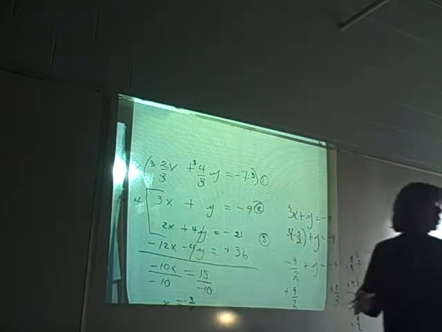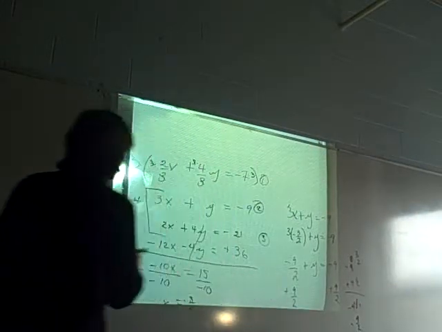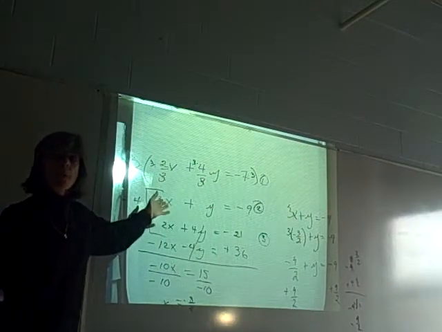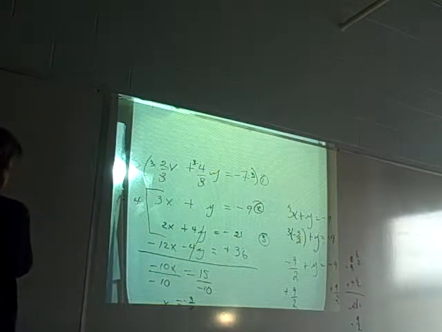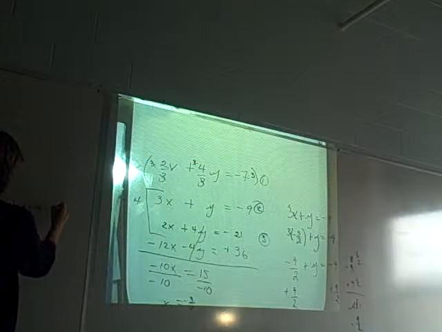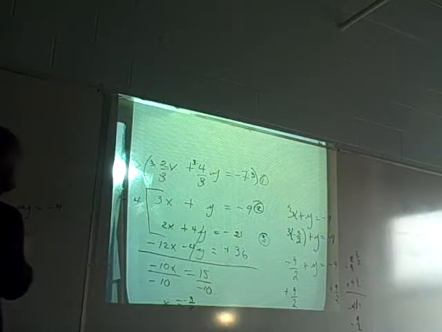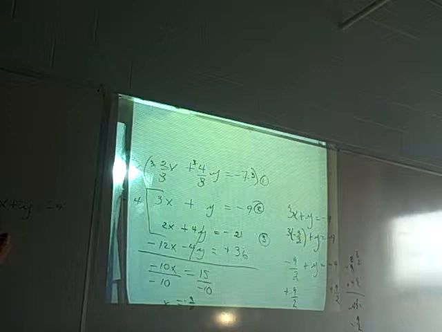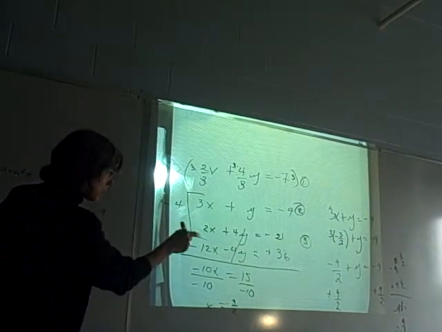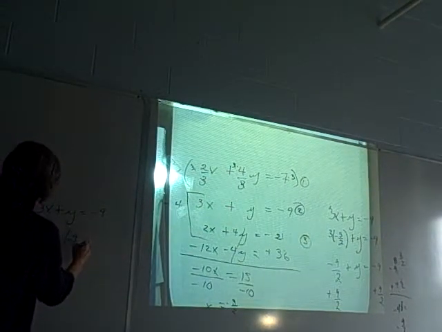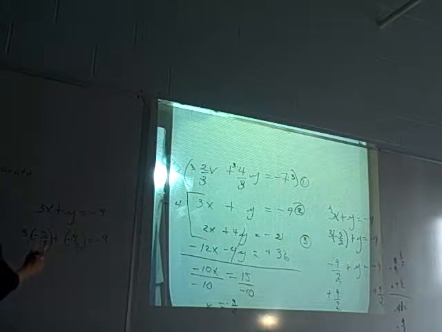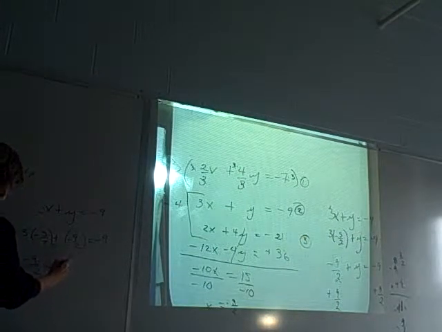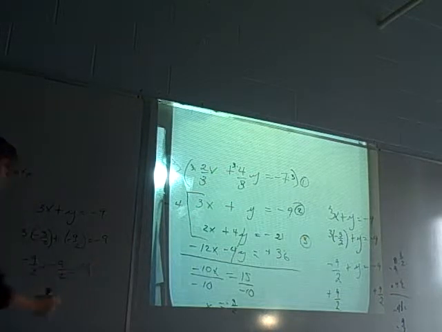Okay, well then let's go and check our work. Again, I'm going to pick the one that maybe doesn't have the fractions in it, because I know you don't like fractions. So let's go with 3x plus y is equal to a negative 9. We know that x, 3 times a negative 3 halves, plus negative 9 halves. Oh, look at this, isn't this nice? And I am going to have, what? Negative 9 halves plus 9 halves is negative 9.